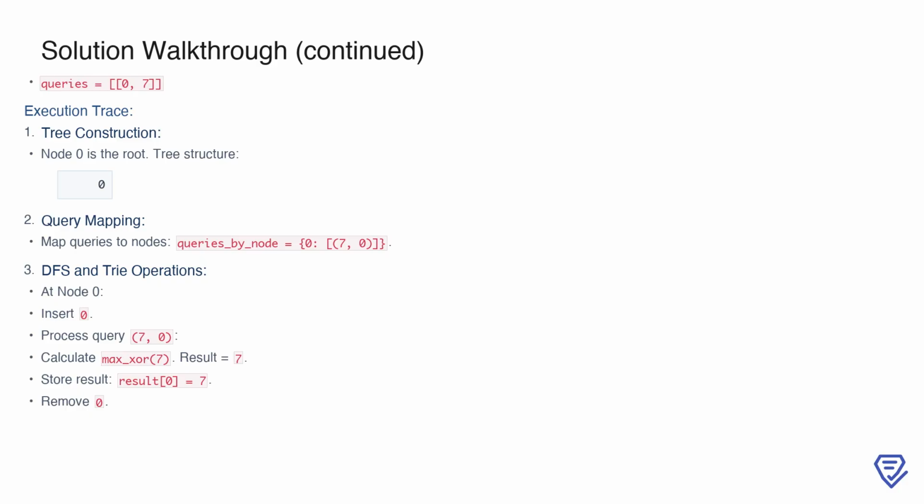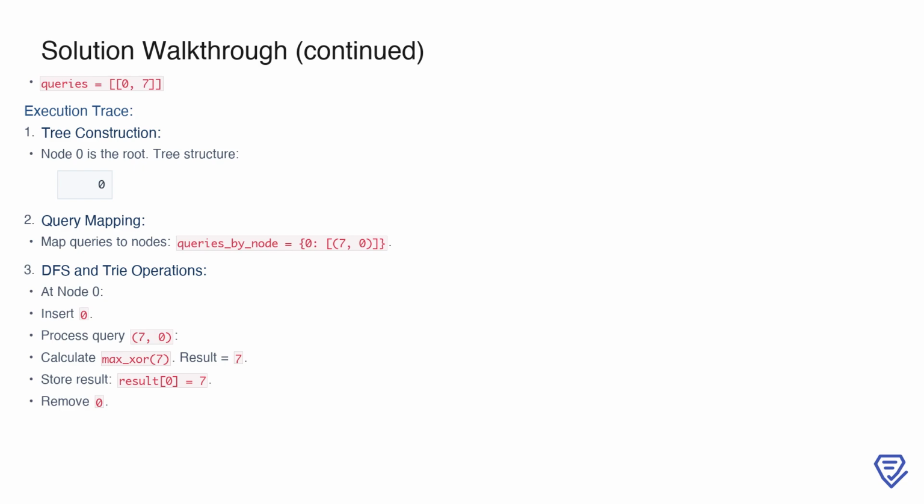In the edge case example, we are given a tree consisting of a single node, node 0, which is the root as its parent is -1. The tree structure is minimal, containing only node 0. The input also specifies a single query, 0, 7, which asks for the maximum XOR of the number 7 with the values in the ancestry of node 0. Since node 0 is the only node, it is the only value available for the XOR calculation.